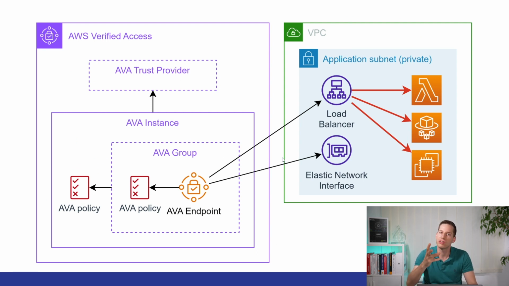The direct target of a verified access endpoint can be a load balancer or an ENI, an elastic network interface. And through a load balancer, you can configure an EKS cluster, Lambda functions, for example, Fargate cluster, EC2 instances or auto-scaling groups, and so on. This is how it's going to look like.